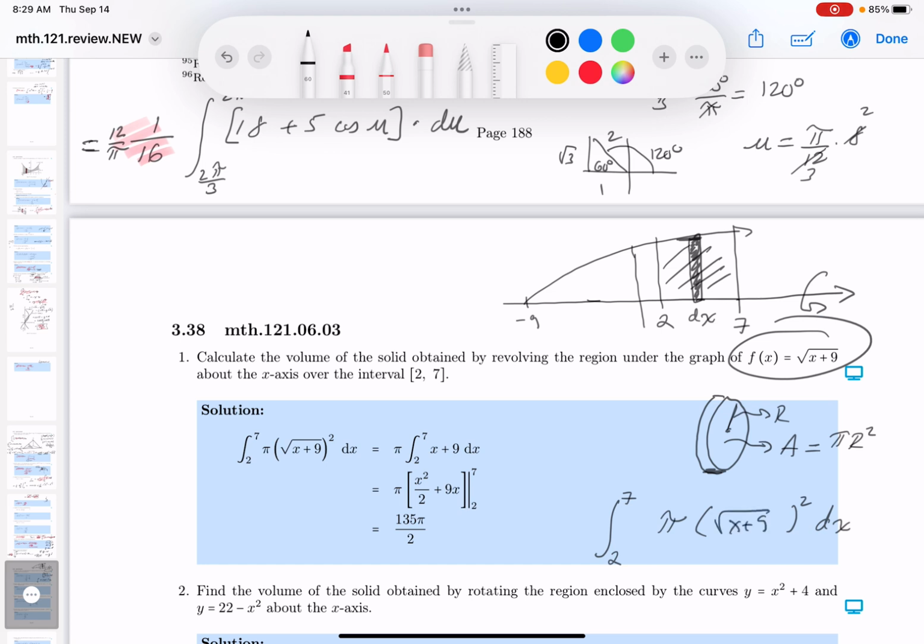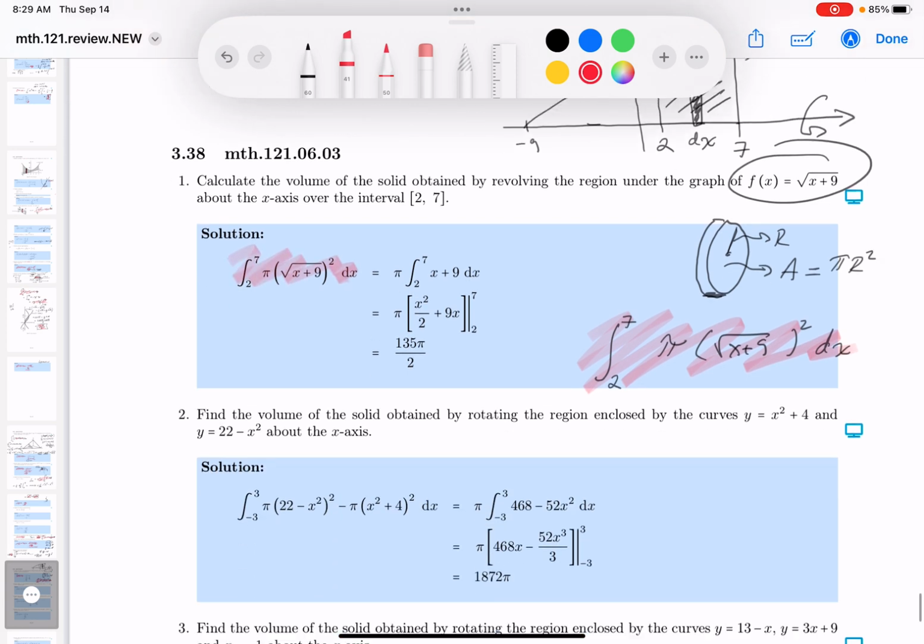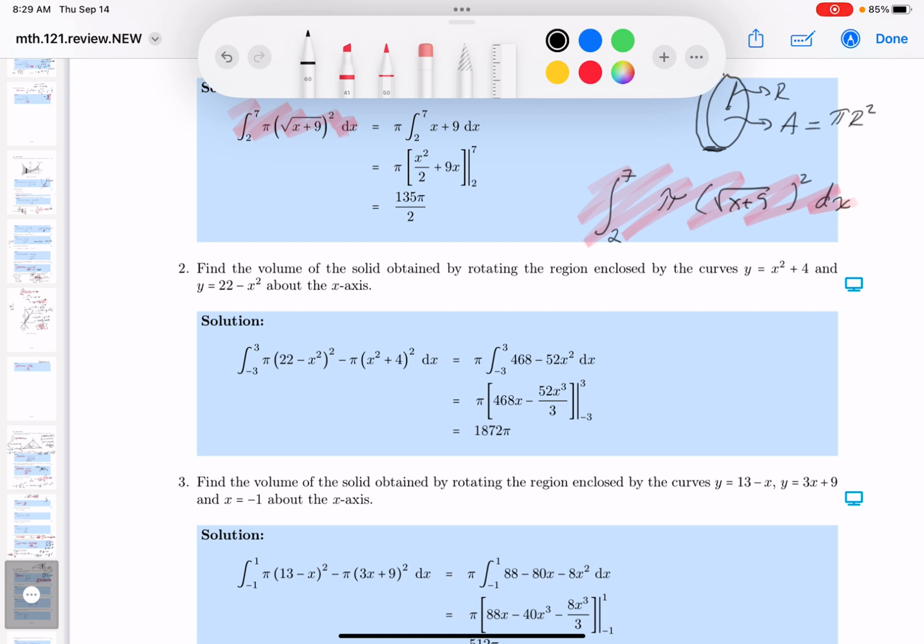The first step in doing problems like this is, are you able to get the integration? Are you able to do that? And if you are, that's good for you. That's the first step. The next step, can you do the integration? And it looks pretty easy to do. I'm going to pull a pi out. This is going to be 2 to 7. When you square the root, you get x plus 9 dx. Looks like a relatively simple problem.